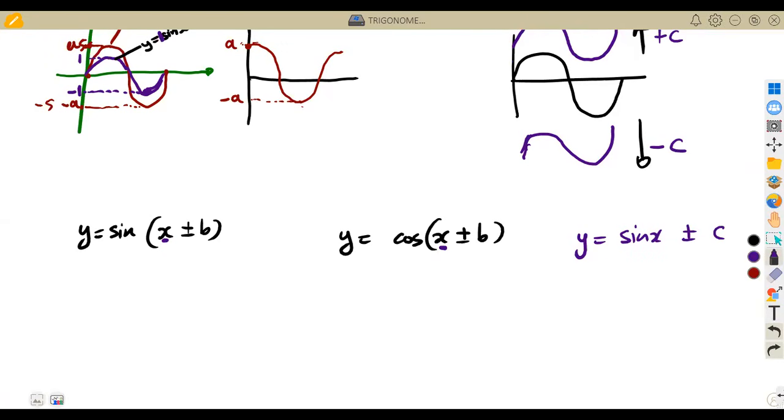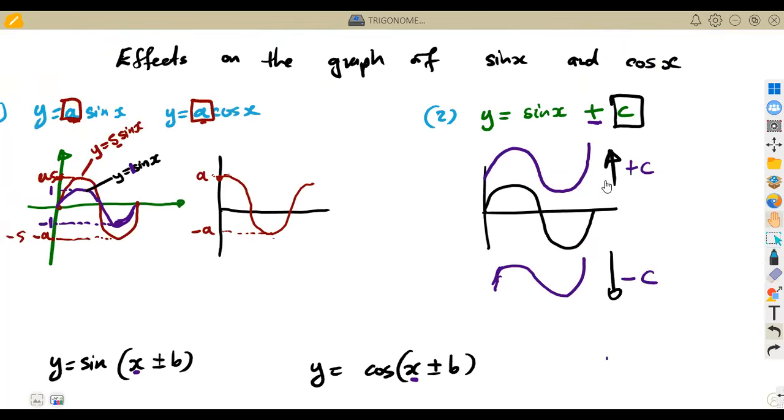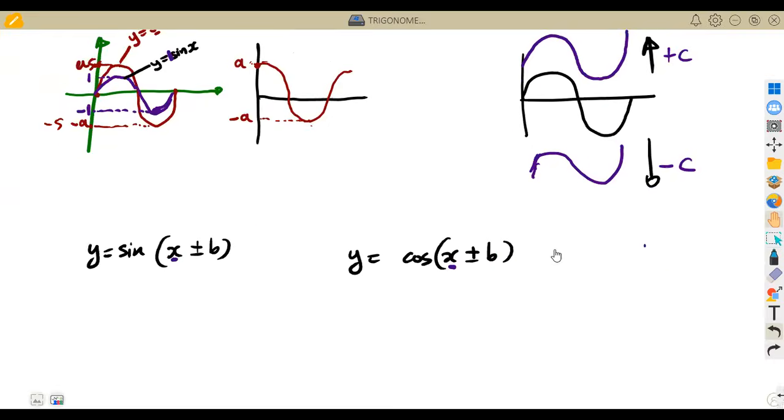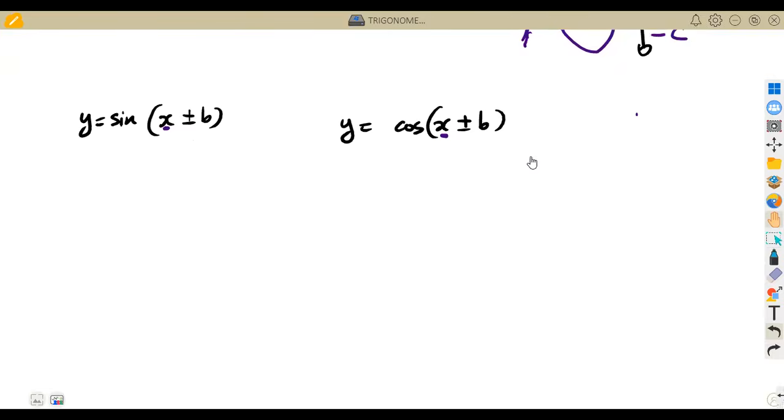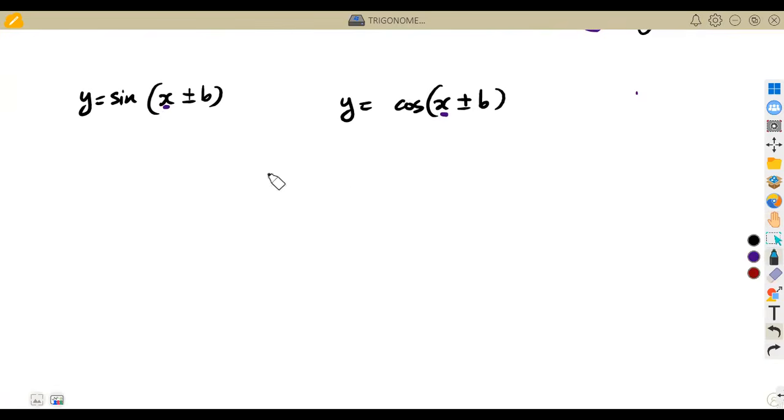So this one shifts the graph horizontally, not vertically like what we saw here, where the graph is going up or down. If something is added to the trig after, your graph is either going up or going down. But this one is not affecting it that way. This one is affecting horizontally. This one is a shift in the horizontal in this case.